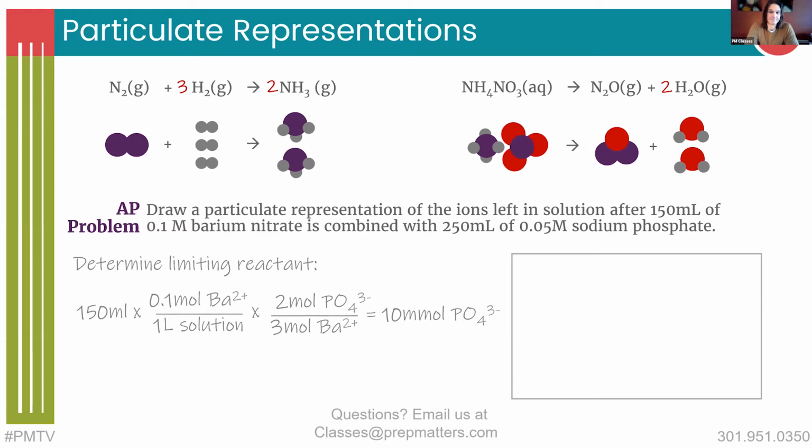Awesome. Well, how much phosphate do we have? Well, it's just another simple calculation. I have 250 mils of sodium phosphate, again 1-to-1, because there's only 1 phosphate in sodium phosphate. So I just do the simple calculation and find that I have 12.5 millimoles of phosphate.